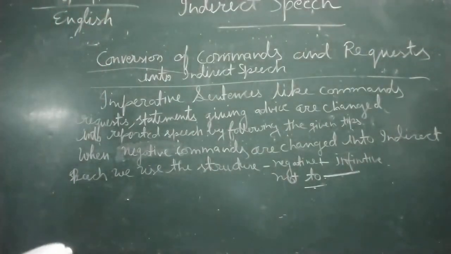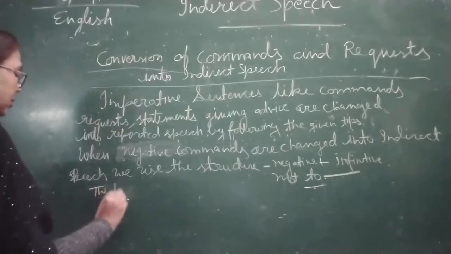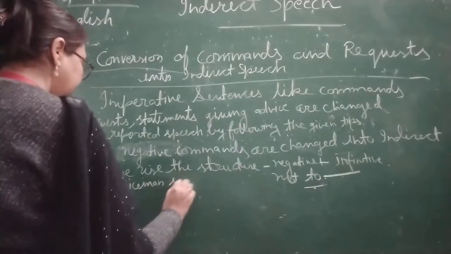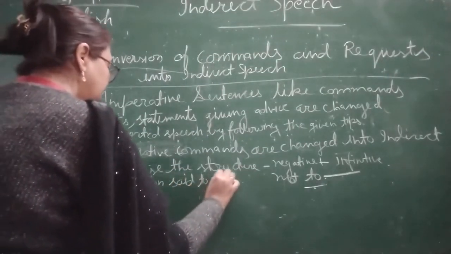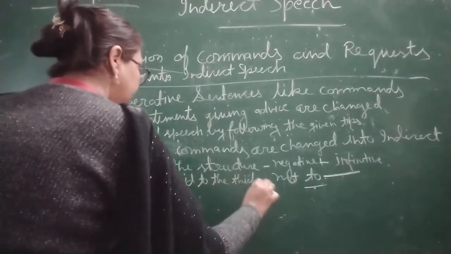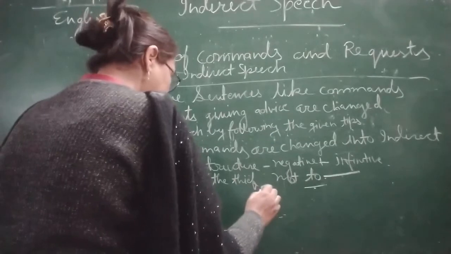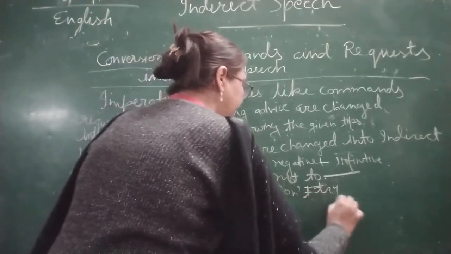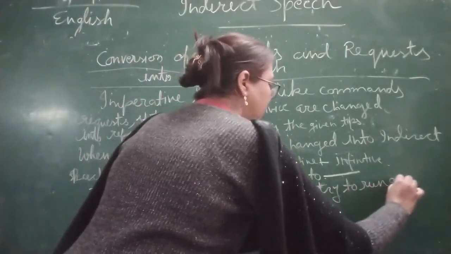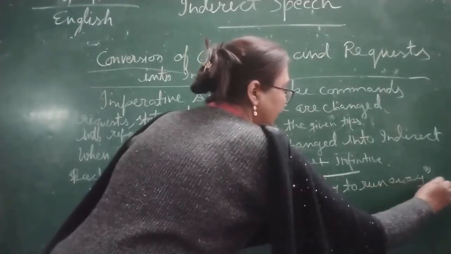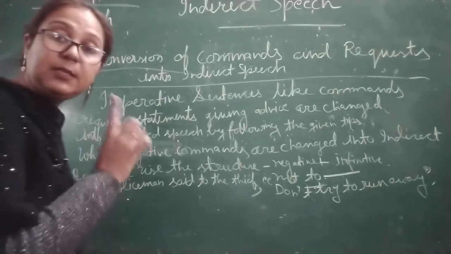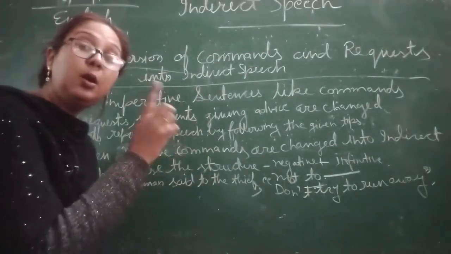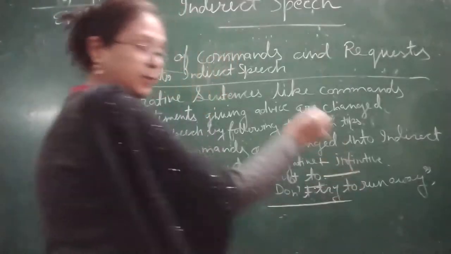I'll give you one example for that. The policeman said to the thief, don't try to run away. Children, here you can see, don't try to run away. The statement is given as a warning, as a command. It is written in the negative, do not.